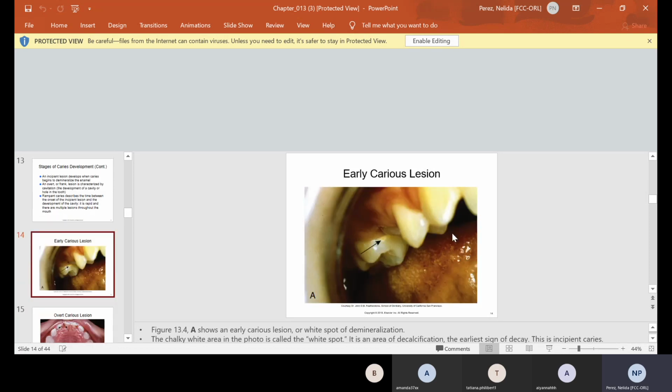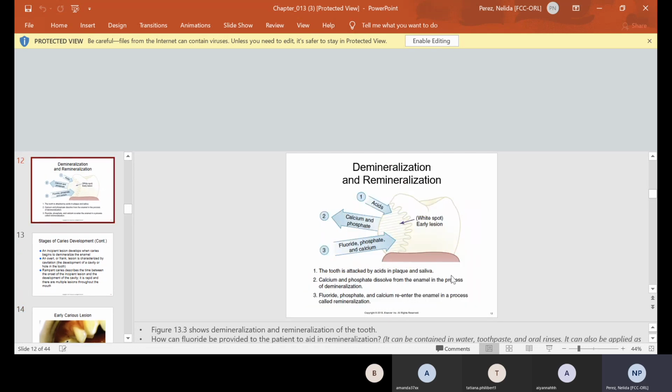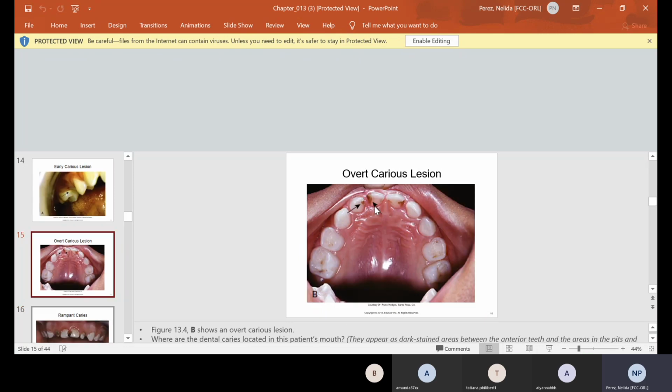So here's what an early carious lesion looks like. Coming back to that picture, which will make more sense: this one here, that white spot. Early carious lesions, that's the white spot right there. And then here are some more carious lesions. They call them overt. They appear as dark stained areas between the anterior teeth and the areas in the pits and fissures.